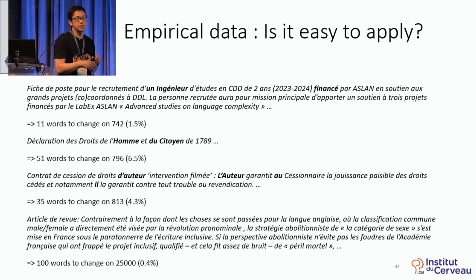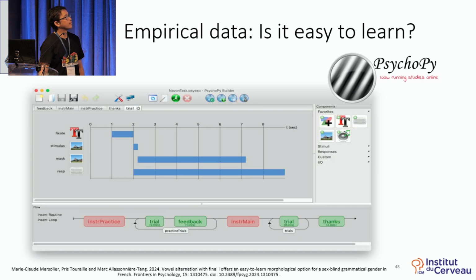So what we are doing is going through large corpora of text, including spoken corpora, to see how frequent the words that would need to be changed are, because this is an actual number that is directly relevant to the discussion of whether we want to use a gender-blind French. How hard would it be to apply? Another question is, is it easy to learn?